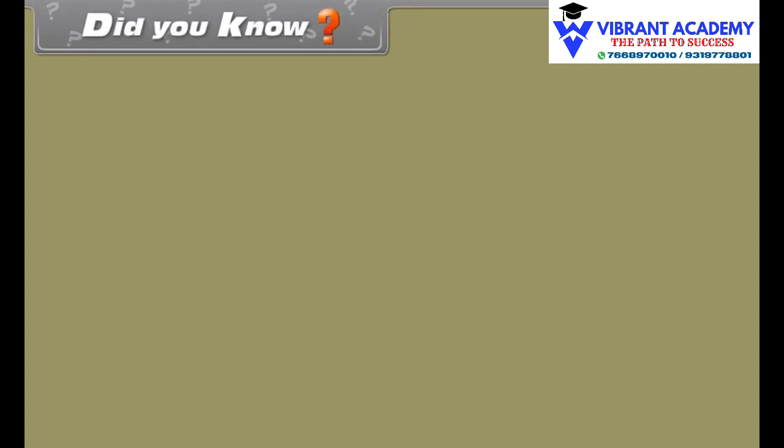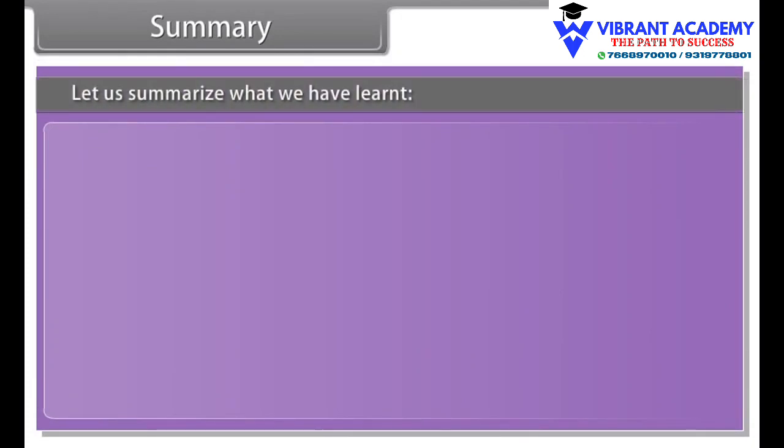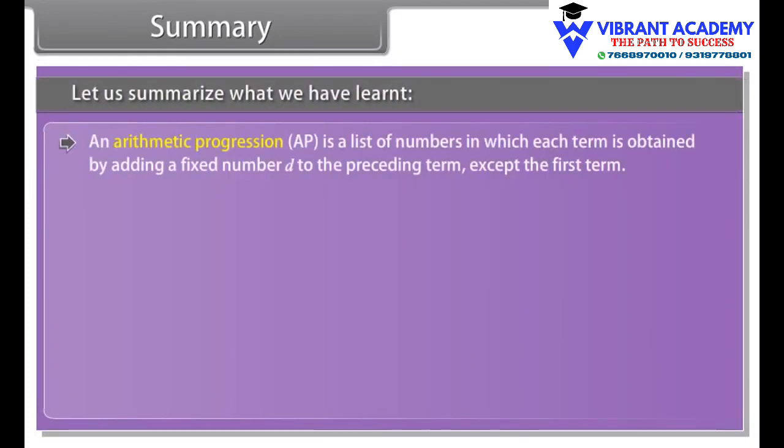Did you know? The nth term of an AP is the difference of the sum of first n terms and the sum of first n minus 1 terms of it, that is, an is equal to Sn minus Sn minus 1.